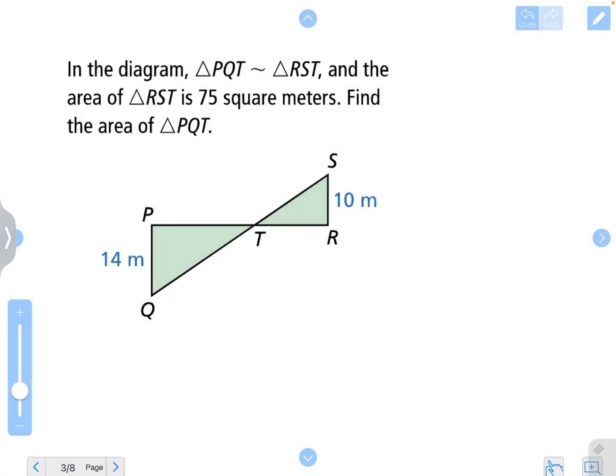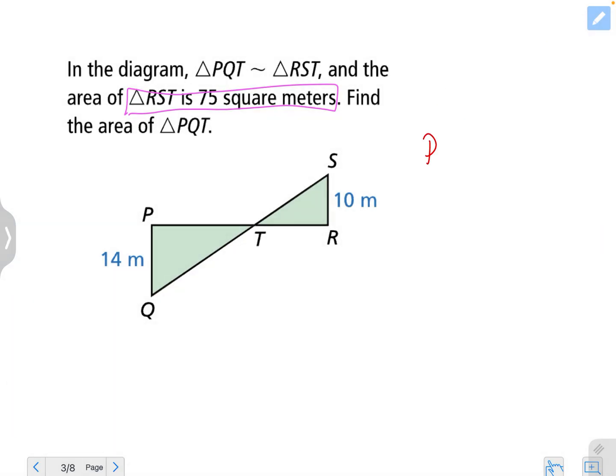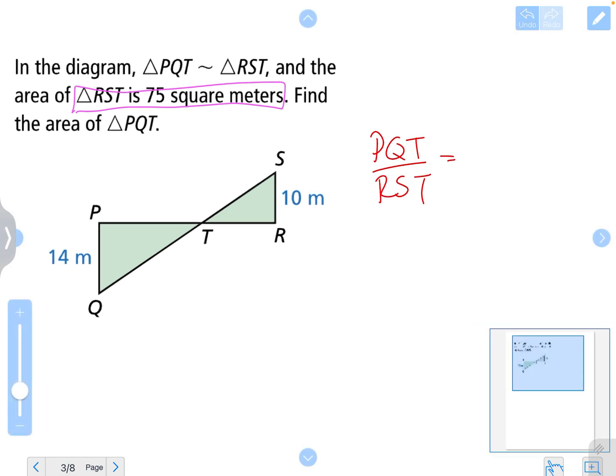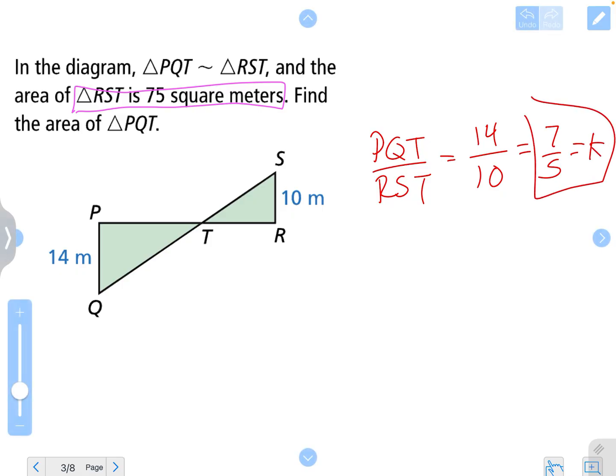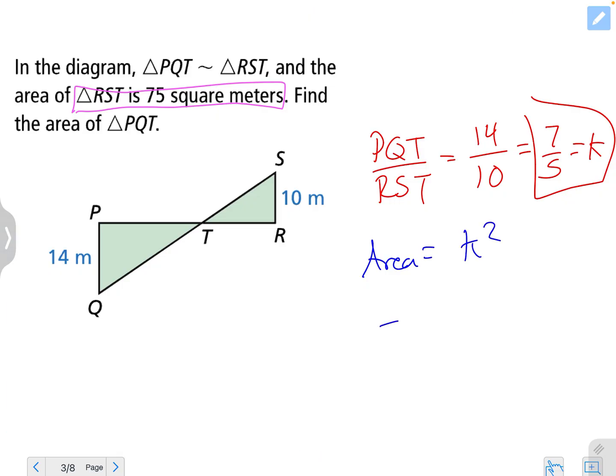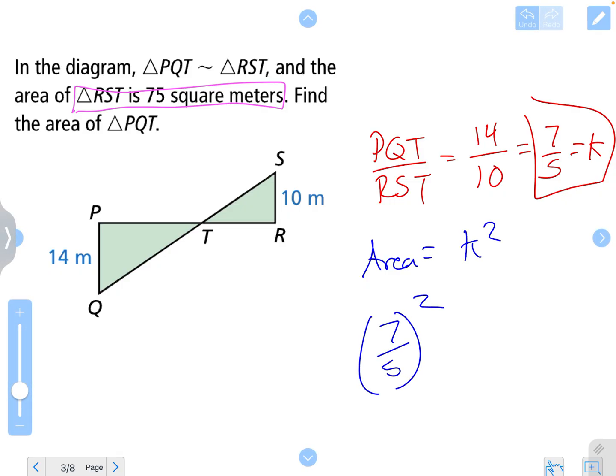So the area of RST is 75 square meters. We want to find the area of PQT. So I'm going to put PQT on top of RST. And so PQ is 14, SR is 10, and so we end up with 7 over 5 as our scale factor, or our K. But for area, it equals K squared. So we're going to take 7/5 and we're going to square it. So 7 squared is 49, 5 squared is 25.